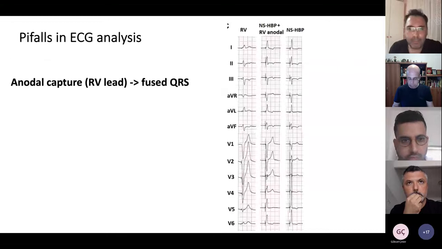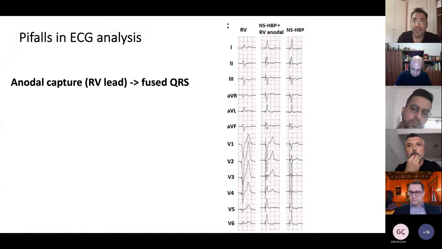But we have to be cautious because there are many pitfalls during the ECG analysis. One example is the anodal capture in cases where we have an RV lead in our patient. In that case, when the RV is captured, we have a fused QRS, which is something between the RV-based QRS and the non-selective-based QRS, as you see in the example.